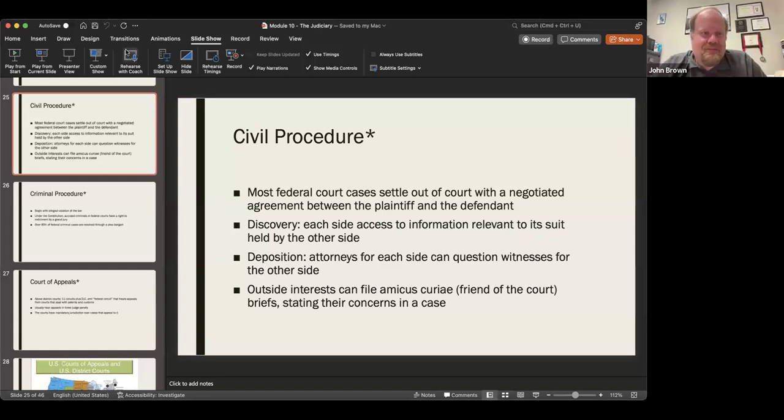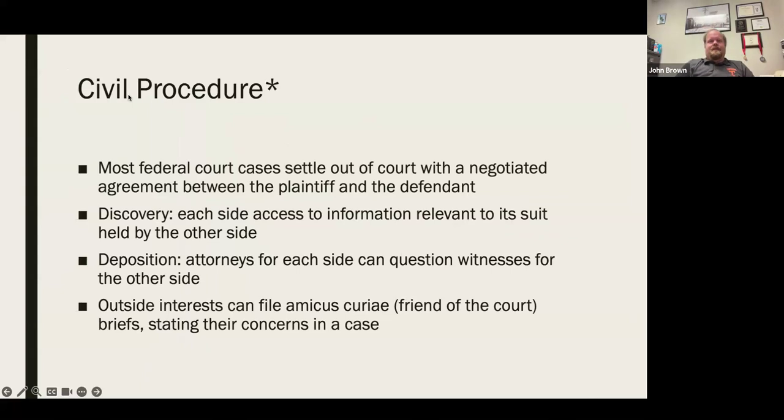And we're back, and we're going to continue our trek to the Supreme Court. But first, we need to talk about types of cases. There are civil cases, there are criminal cases.